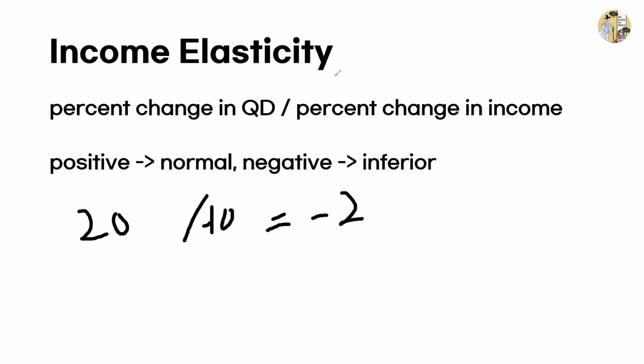It is because as the quantity demanded increased, the income decreased, or in other words, people bought more of the good or service when they had less income. And this is basically the definition of an inferior good, goods in which the demand increases when the income decreases. So that is why a negative value indicates an inferior good, because people will buy more of it when they have less income, or people will buy less of it when they have more income.